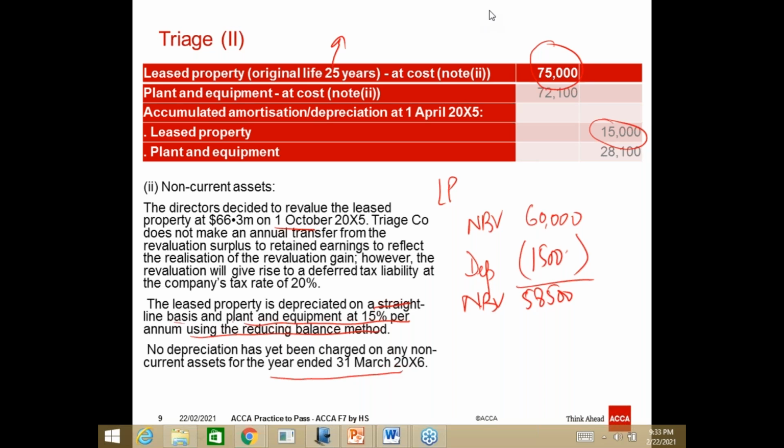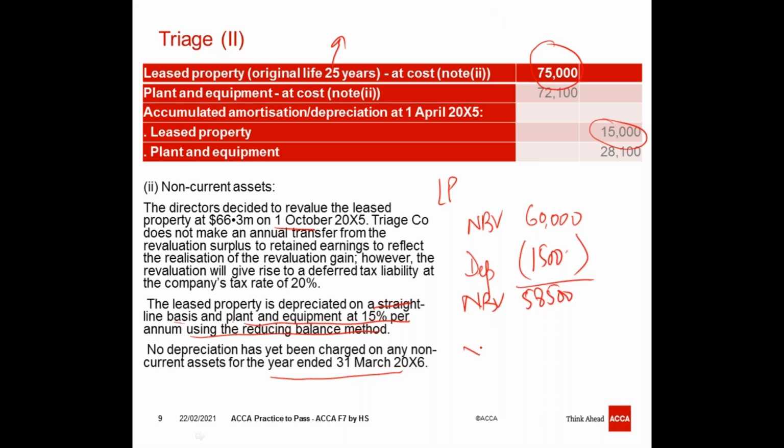Now we need to compare this book value with the market value of the asset, which is now 66,300. So there will be a revaluation gain of 66,300 minus 58,500. There will be a revaluation gain of 7,800.